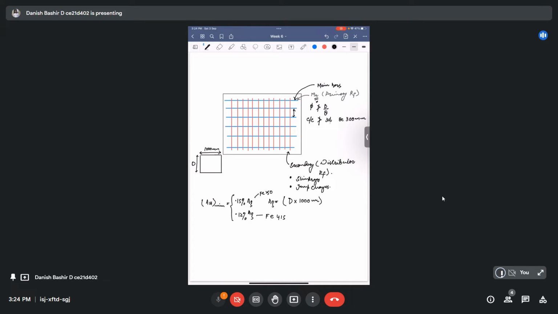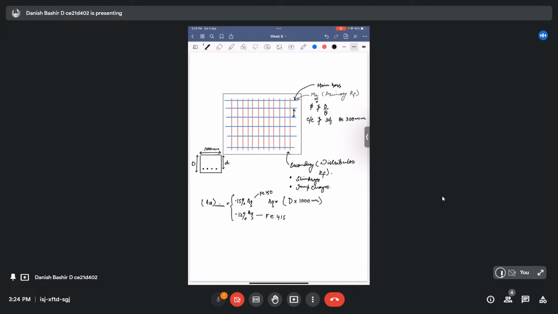Now this d here is the effective depth. We have provided bars at the slab section like this. It will be bars like this, so our effective depth d. This is for the main bars.